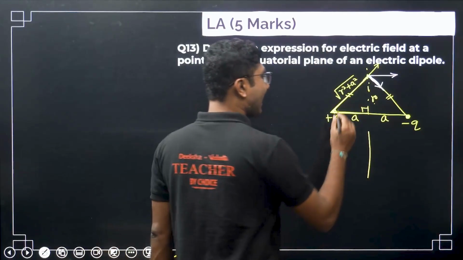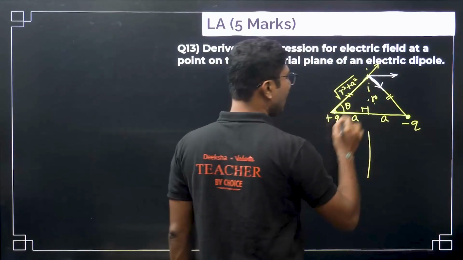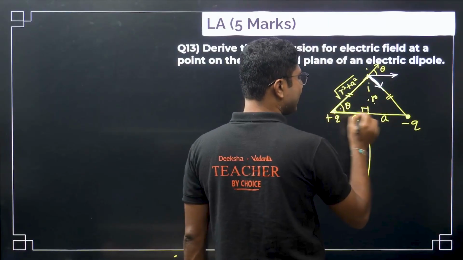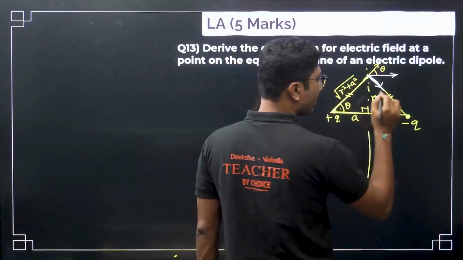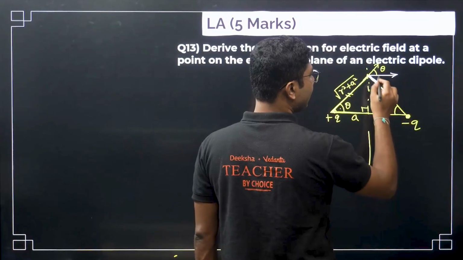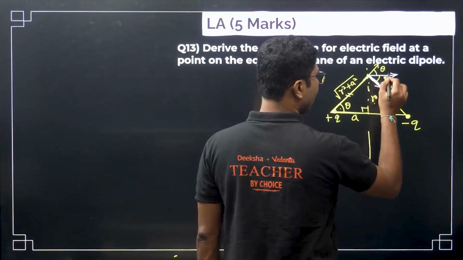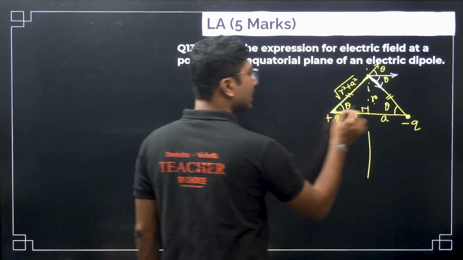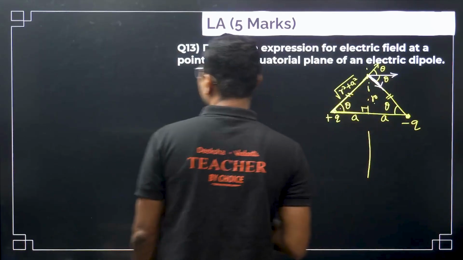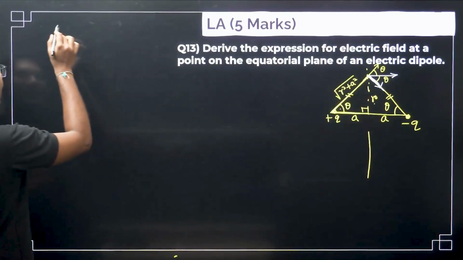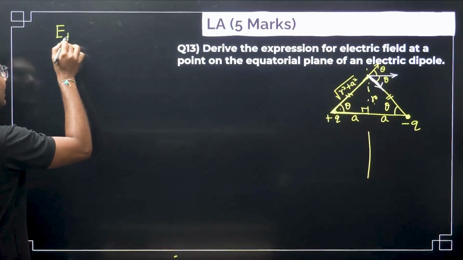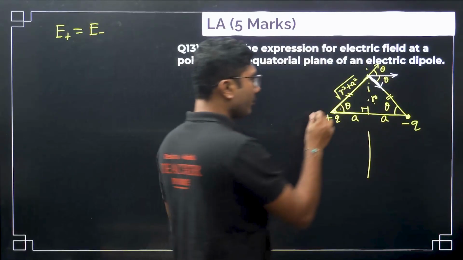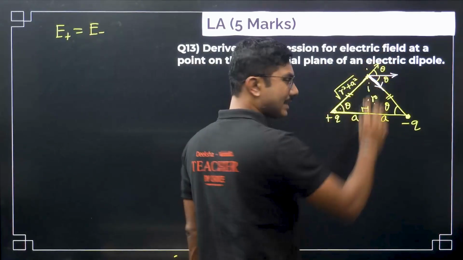Now if this angle is theta, then this angle will also be theta. This is an isosceles triangle, so if this angle is theta, this angle will also be theta, alternate angle. In fact, because both the distances are the same, E plus and E minus, magnitude wise, will be the same. Whatever the electric field, the direction will be different.